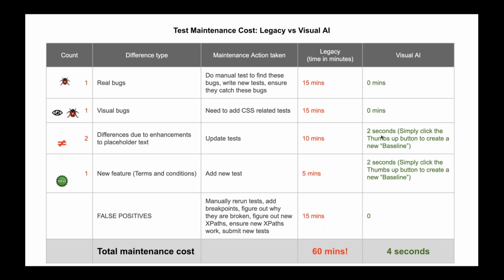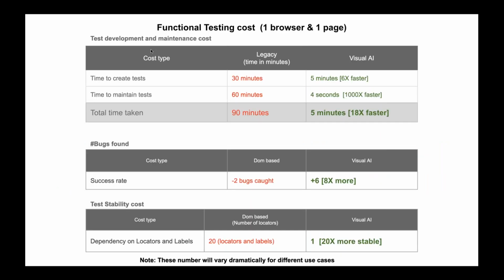But on the other hand, in Visual AI, you will see soon it basically takes 2 seconds, because we'll provide a button where you can simply give a thumbs up if it is a feature, or thumbs down if it is a bug. So it's pretty simple for you to do, and more importantly, you can immediately see what's going on, right? So there's a dramatic difference there.